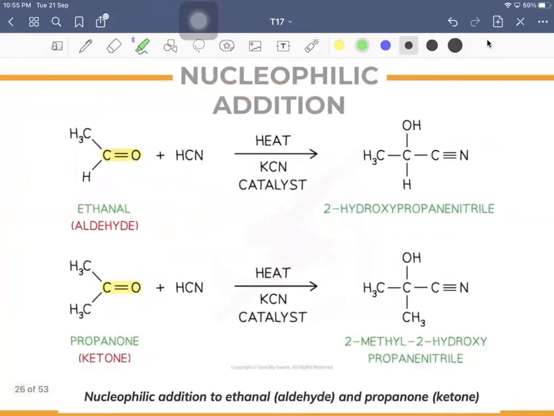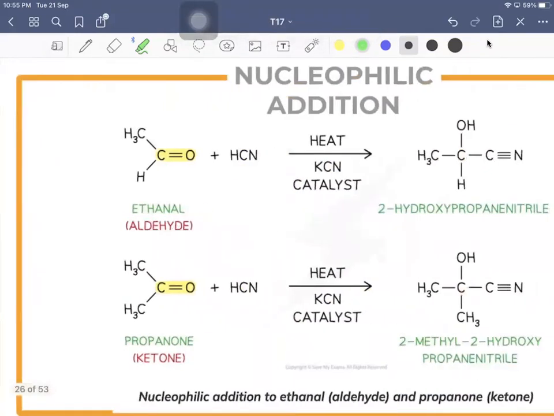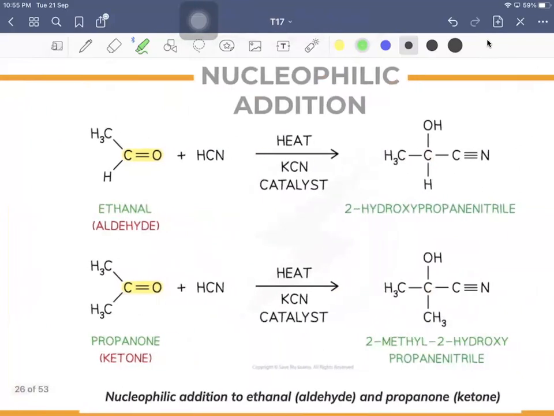So what happens here? We're going to look at ethanal as an example of aldehyde and propanone as an example of ketone. I believe you have this in your notes. So the reagent is the HCN. The catalyst is your potassium cyanide or your sodium cyanide.